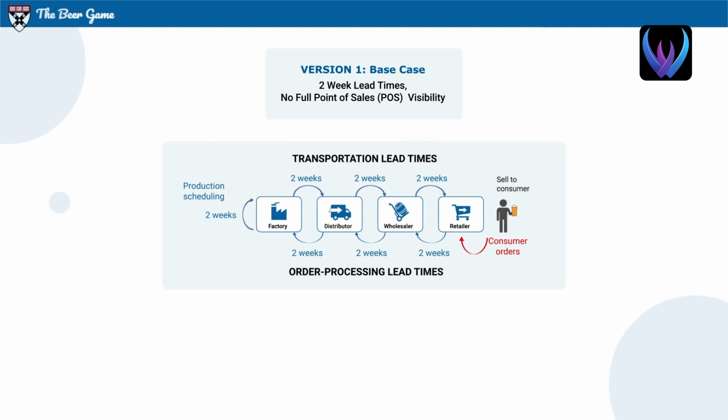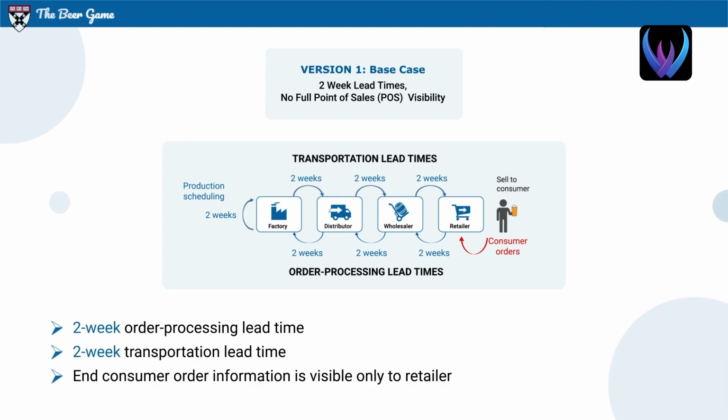In version 1, the base case, all members of your supply chain will experience 2-week lead times for order processing and 2-week lead times for transportation except for the factory and the retailer. A fixed order processing lead time occurs when a firm issues an order to its upstream supplier. In version 1, this lead time is 2 weeks. And so, for example, an order issued by a distributor in a given week will have the order arrive 2 weeks later at the factory.